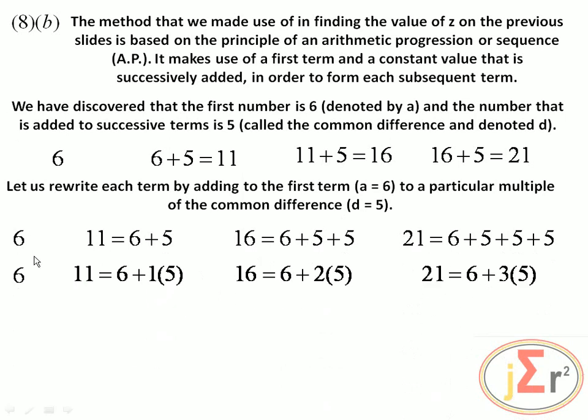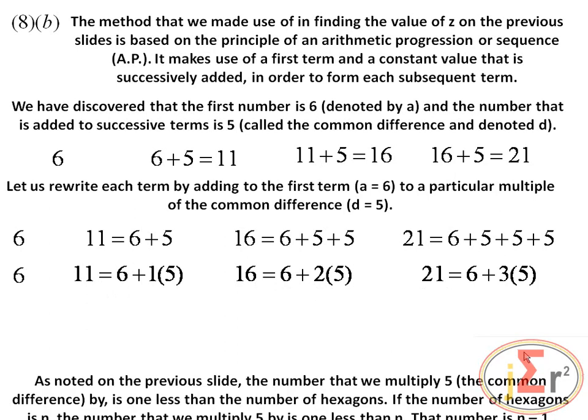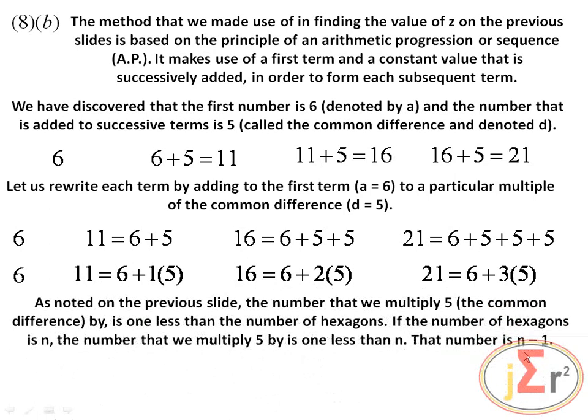So 6, and then we have what? 11 is 6 plus 1 times 5, 16 is 6 plus 2 times 5, 21 is 6 plus 3 times 5. As noted on the previous slide, the number that we multiply 5, the common difference, by is always 1 less than the number of hexagons. If the number of hexagons is n, the number that we multiply 5 by is 1 less than n. That number is n minus 1.